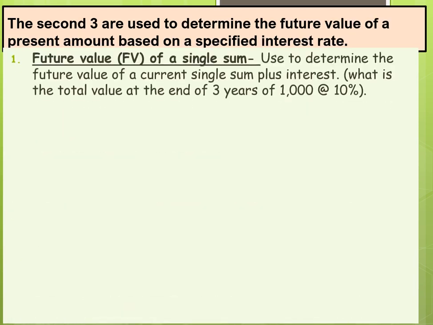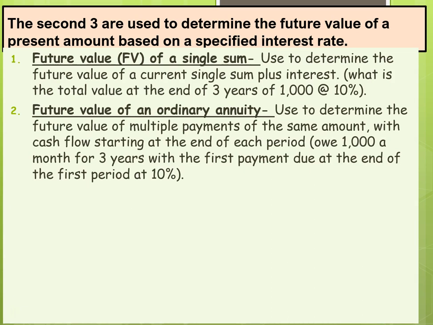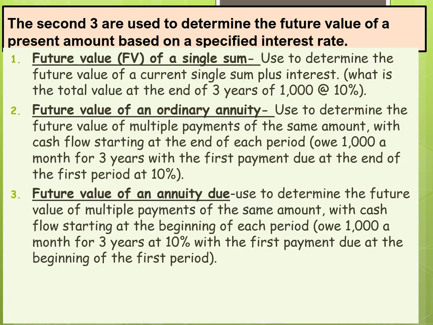Now the second 3 are future value. If we have an amount of money today, what is it worth in the future? If we have a single sum and it's due sometime in the future, we would use a future value table. If instead we're going to receive payments in the future, what is that worth? And future value of an annuity due: what is it worth if the first payment was due at the beginning of the period?